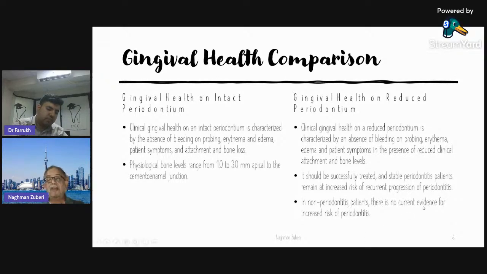So it would have caused this reduced periodontium, but now the patient does not have any sign of inflammation, so we will consider it as gingival health on the reduced periodontium in a non-periodontitis patient, we will call that.